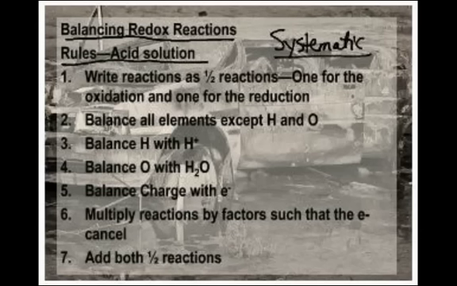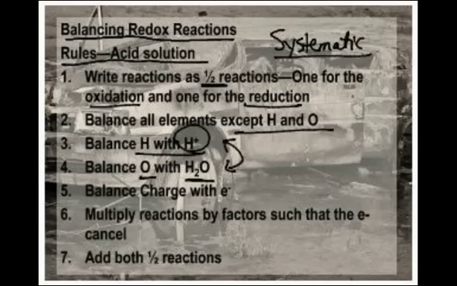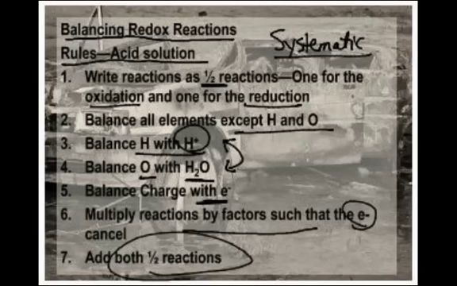So these are the rules. First of all, you write something called the half reactions. One will be the oxidation reaction, one will be the reduction reaction. You balance all the elements except H and O. You balance H's with H positive, very important. O's with H2O. You know what? This is backwards. Usually you should do this in the opposite order. O's with H2O, then H's with H positive. And then you balance the charge with electrons. It's best to watch me do this. Multiply reactions by factors such that the electrons cancel, and then you add both half reactions.